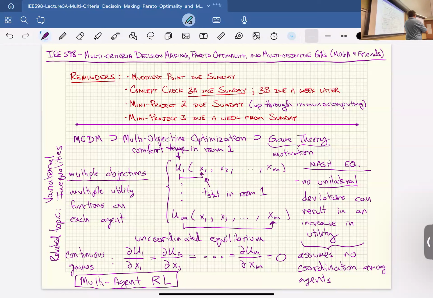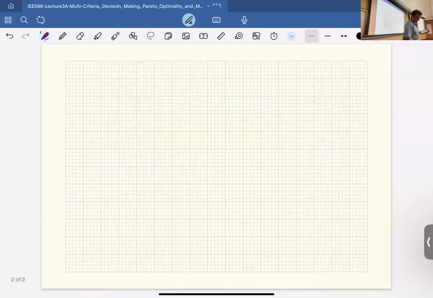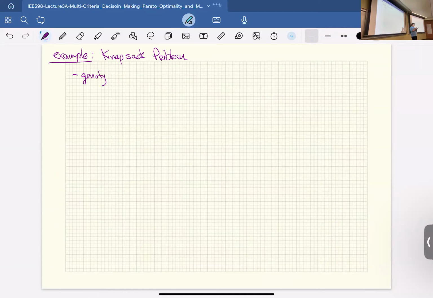All right, but there are other ways we can think about multi-objective problems. So for example, the so-called knapsack problem. If I start looking ahead to the genetic ways to solve these things, then we could imagine that I've got a genotype, which is the set of items in my knapsack.